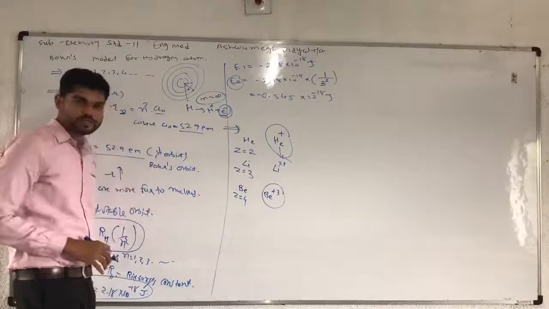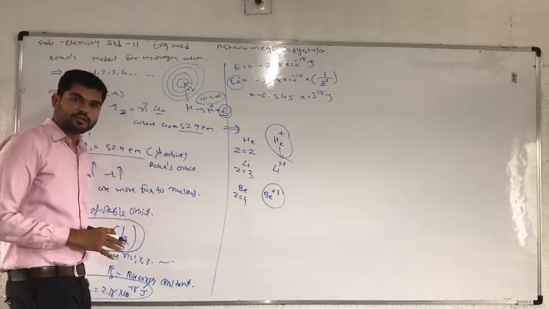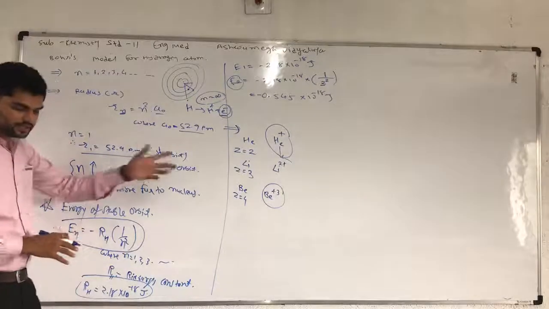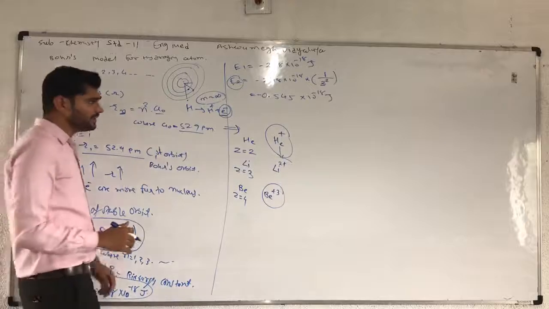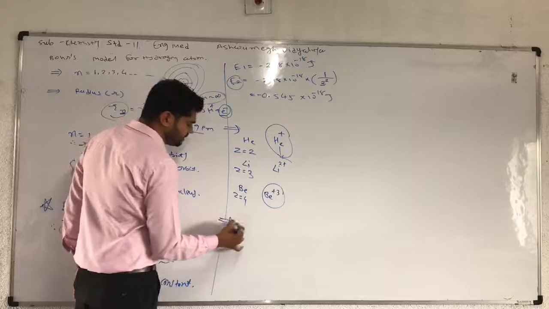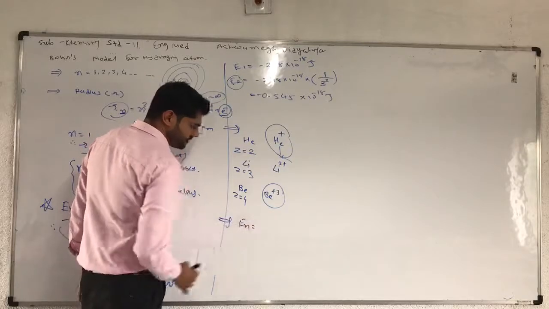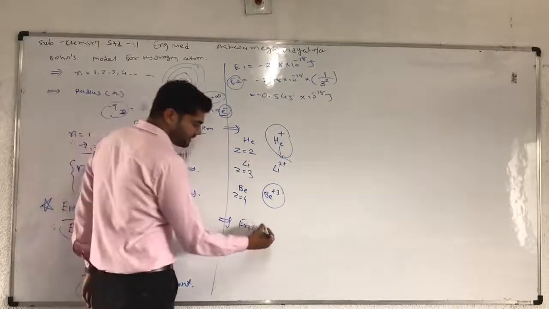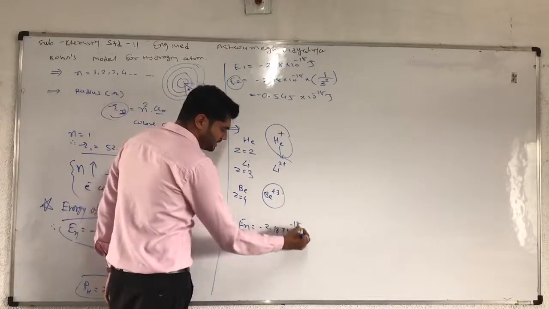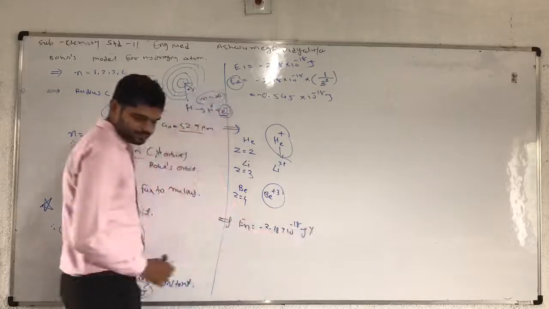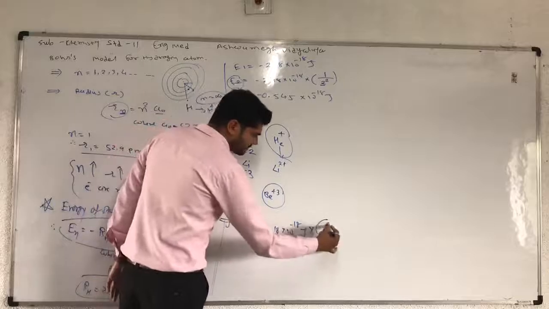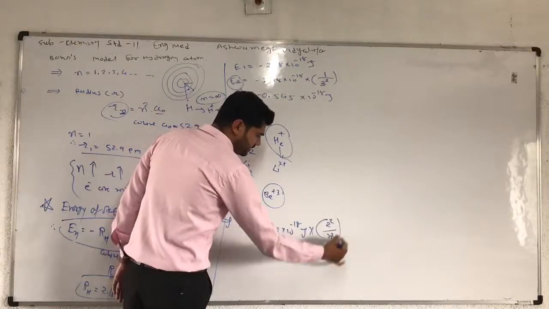Now for this type of species similar to hydrogen, the equation will be the same. We find the energy and then the value of radius Rn. First, find the energy level. The energy is minus RH, where R is the Rydberg constant, minus 2.18 into 10 raised to minus 18 joule, multiplied by Z square divided by N square. The equation will be the same.